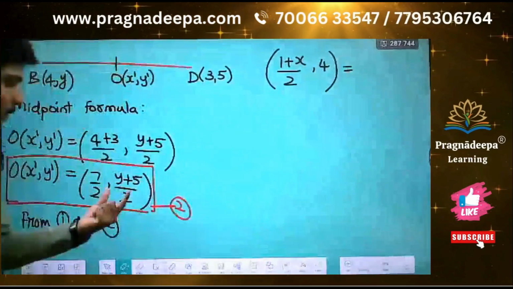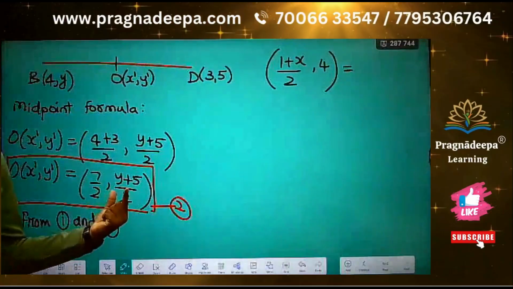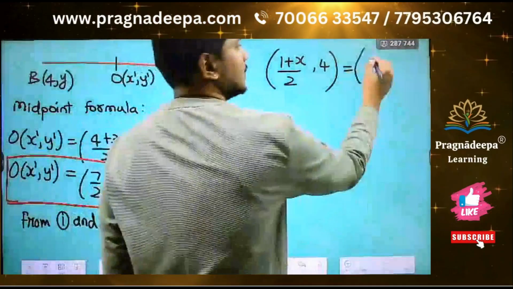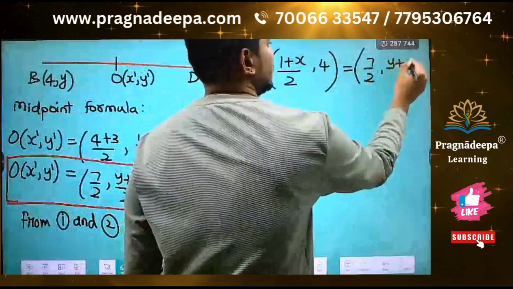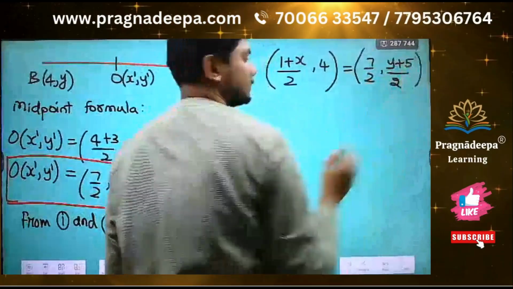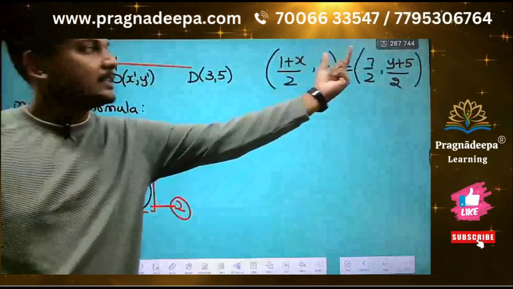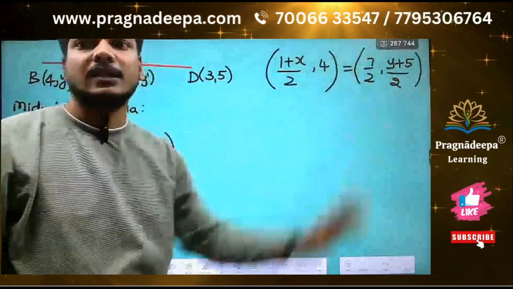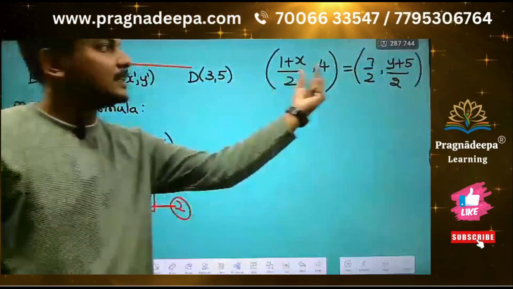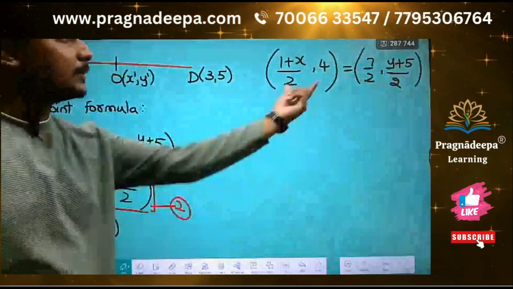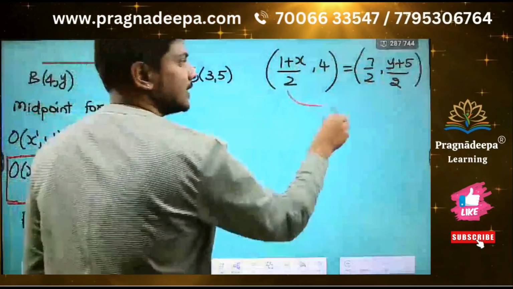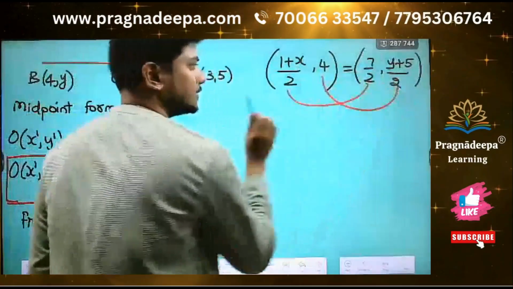RHS part of equation 2 is 7 by 2, y plus 5 divided by 2. Correct, right? I have taken from equation 1, and the RHS from equation 2. So now you can equate the x coordinates and y coordinates. So these two will be equal, and 4 will be equal to this one.